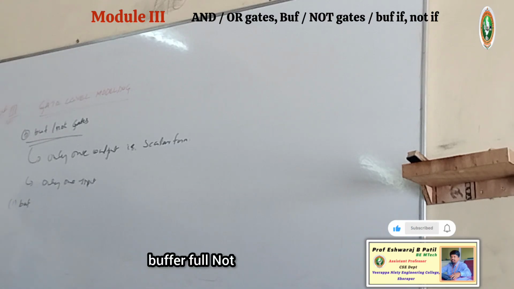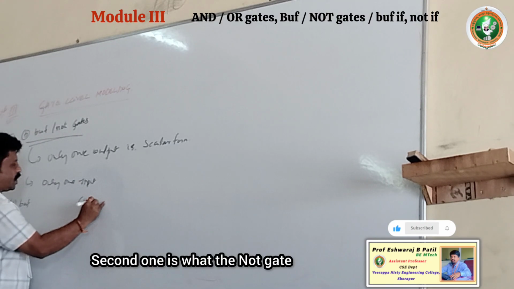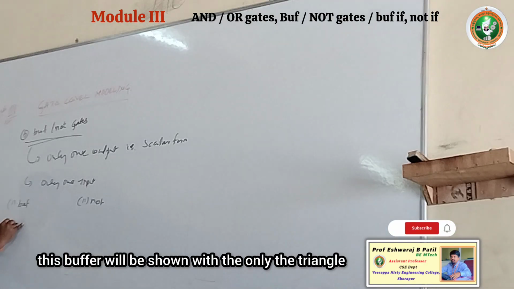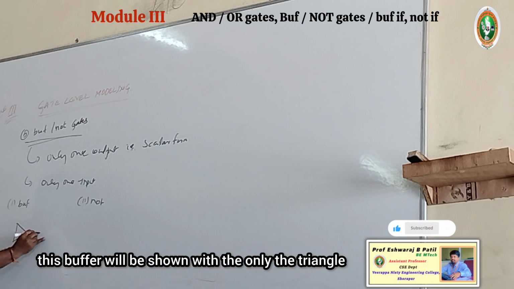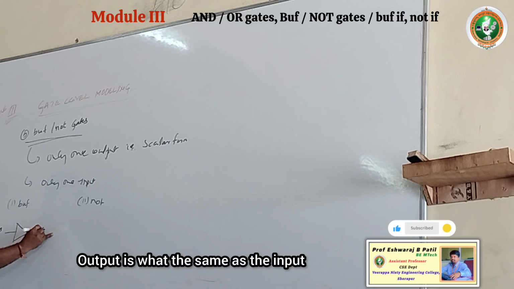Second one is the NOT gate. This buffer will be shown with only a triangle with only one input. Output is the same as the input.